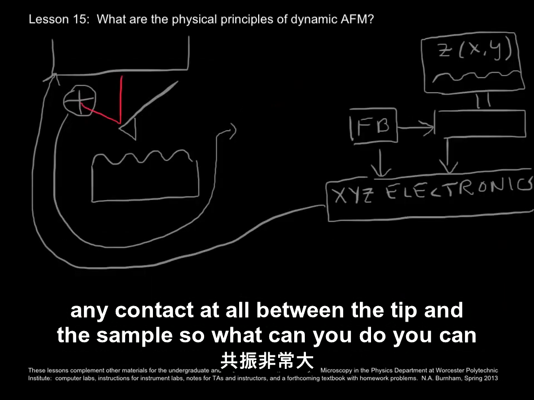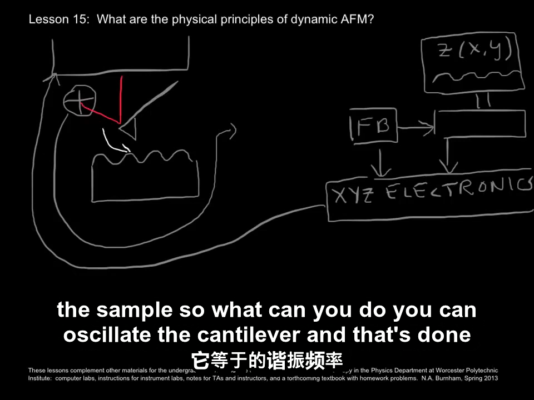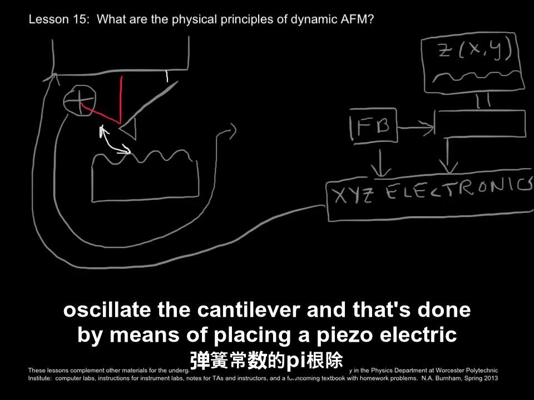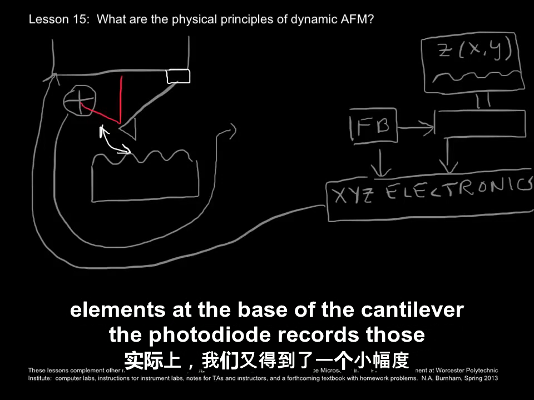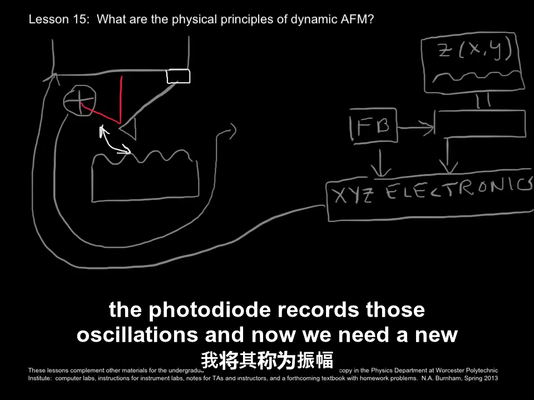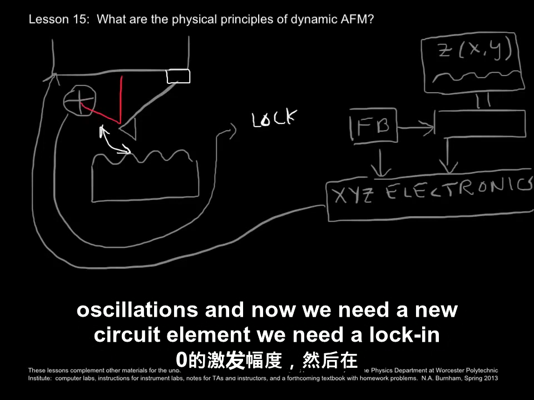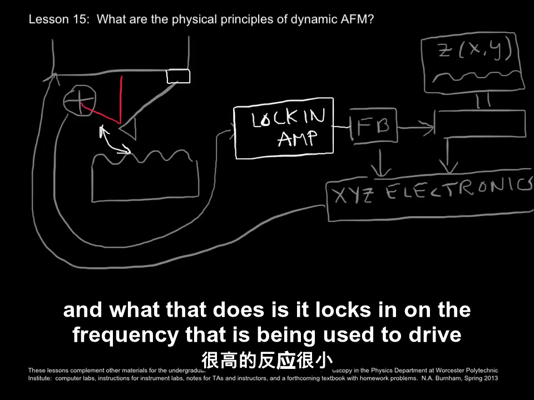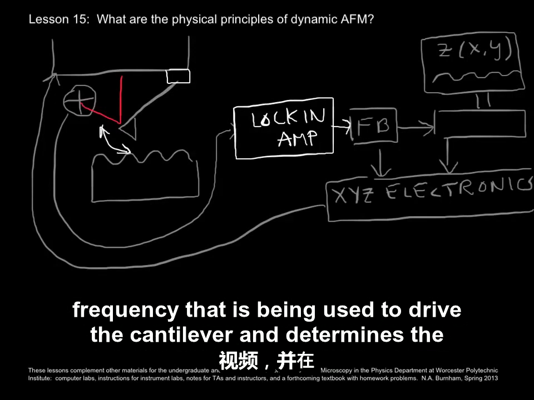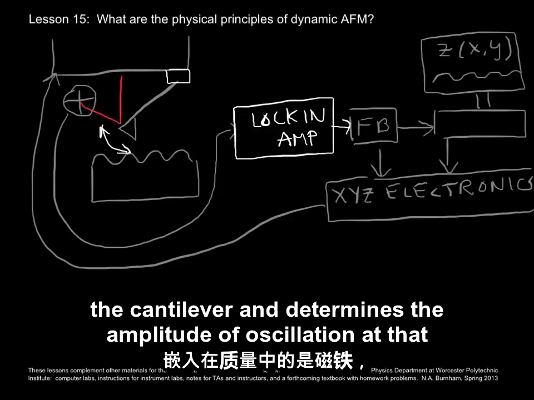So what can you do? You can oscillate the cantilever, and that's done by means of placing a piezoelectric element at the base of the cantilever. The photodiode records those oscillations, and now we need a new circuit element. We need a lock-in amplifier, and what that does is it locks in on the frequency that is being used to drive the cantilever and determines the amplitude of oscillation at that frequency.